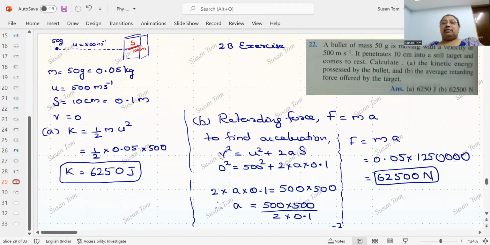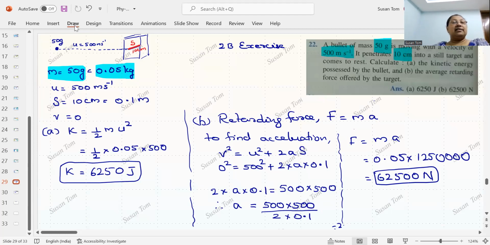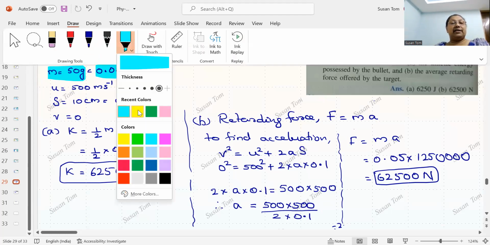Okay, the next question is a little tricky. Please understand. A bullet of mass 50 gram, which I converted into kilogram, is moving with a velocity of 500 meters per second. Initially, the bullet is moving with this velocity, that is initial velocity u. It penetrates 10 centimeters into the still target and comes to rest. First of all, you understand the situation which is going on.